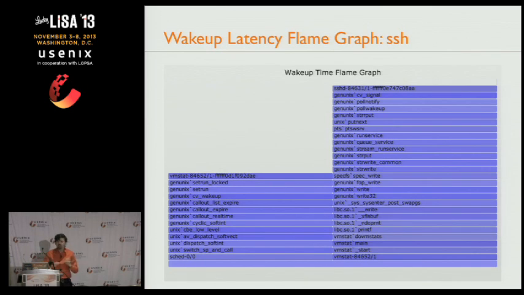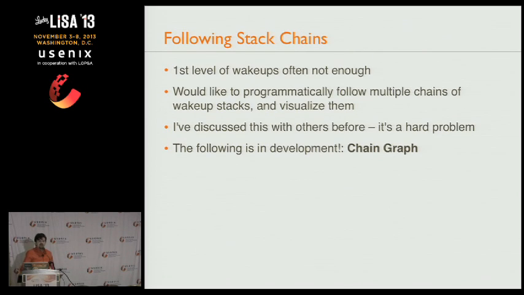And this flame graph is associated together. So SSH was waiting on this other application to emit output so that it could send it, and I'm able to associate them and understand that latency. And on the right, this is coming out of vmstat as well, so that I can see the path that led to the wake-ups. But this still doesn't solve it, because first level of wake-ups is often not enough. We'd like to programmatically follow multiple chains of wake-ups and visualize them.